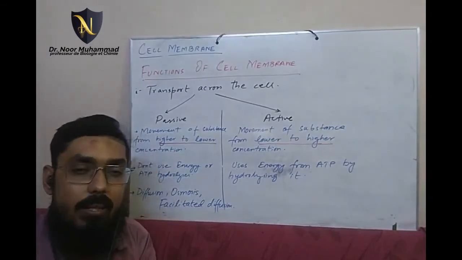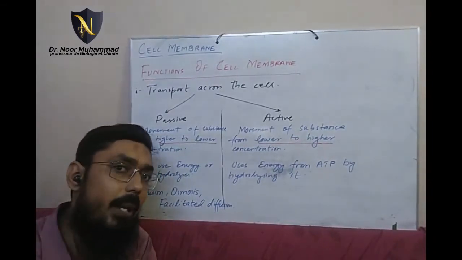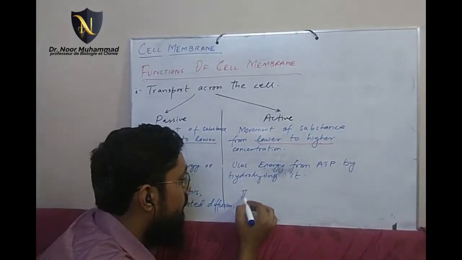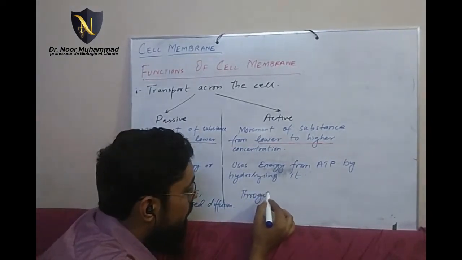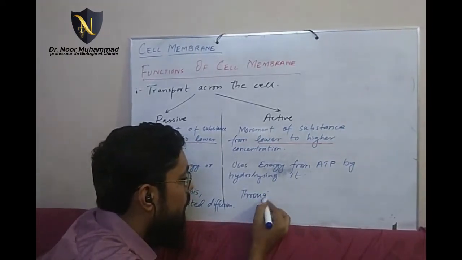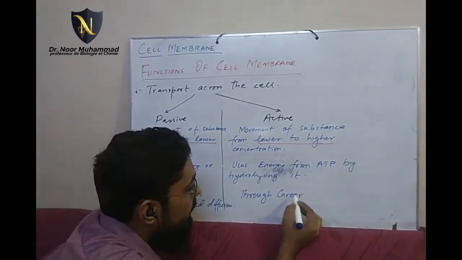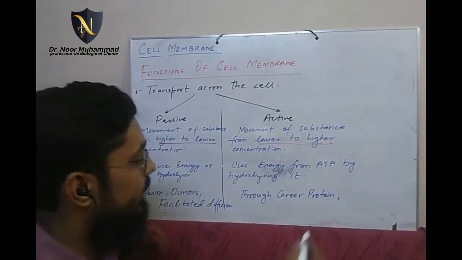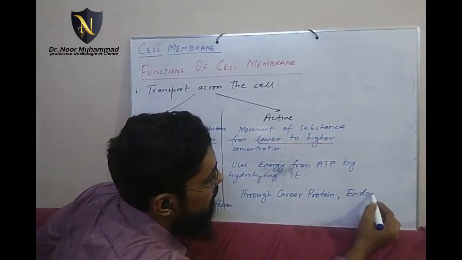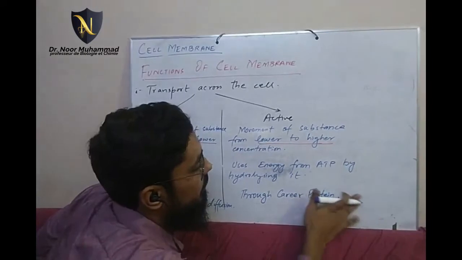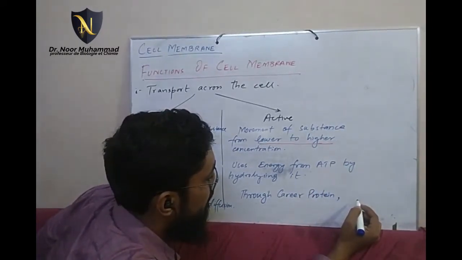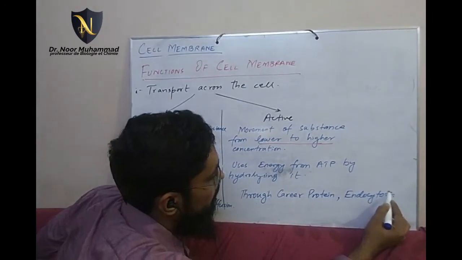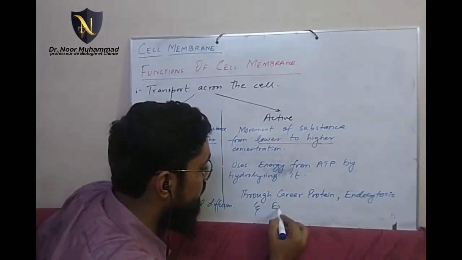जबकि जब एक्टिव ट्रांसपोर्ट की हम बात करते हैं तो एक्टिव ट्रांसपोर्ट भी हमारे पास 3 तरह की है. एक, लेट्स टॉक अबाउट इट. Through carrier protein, second is endocytosis. Yeah, I should write it. चलो, endocytosis, and exocytosis.